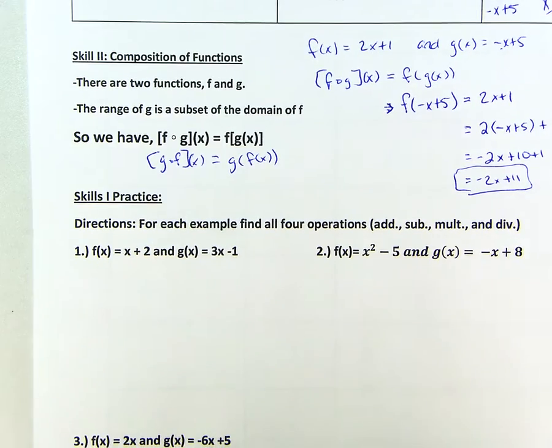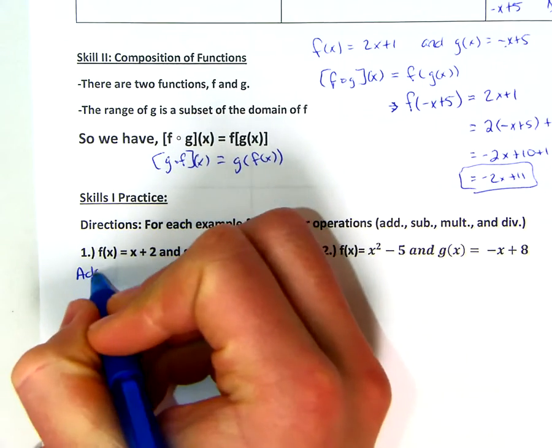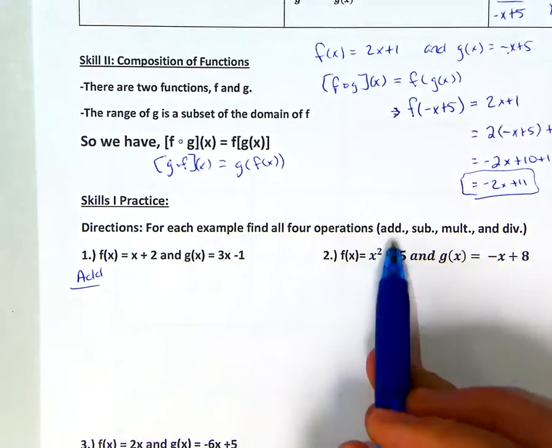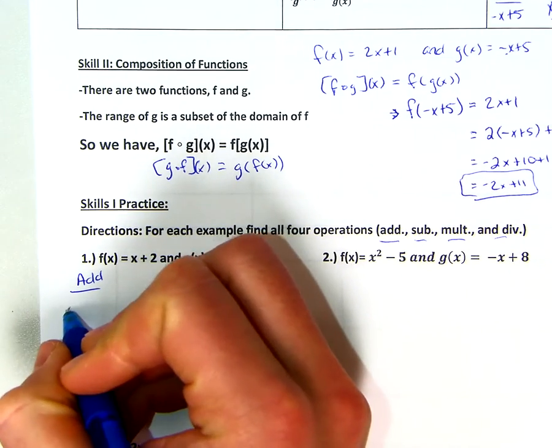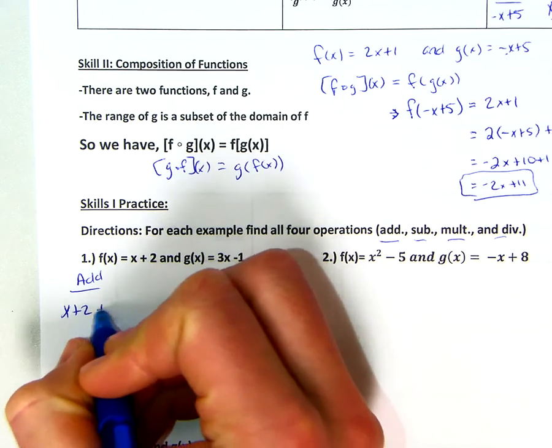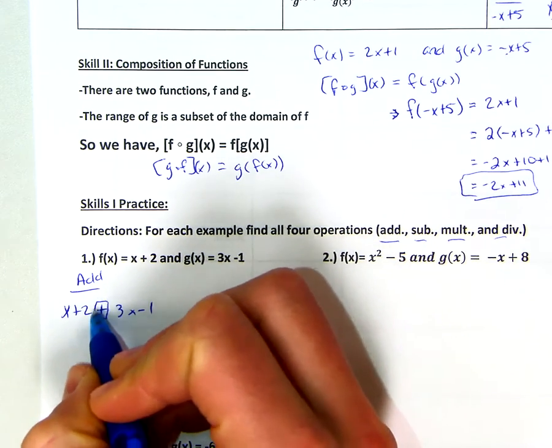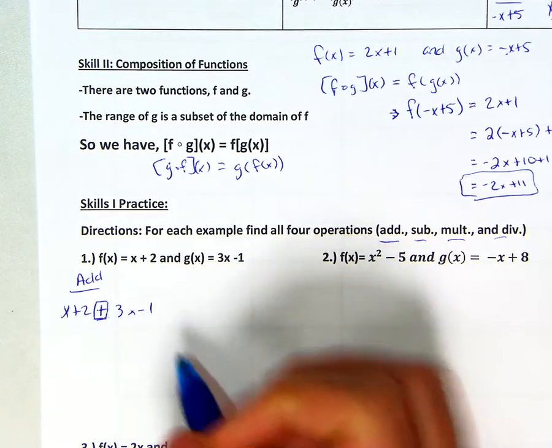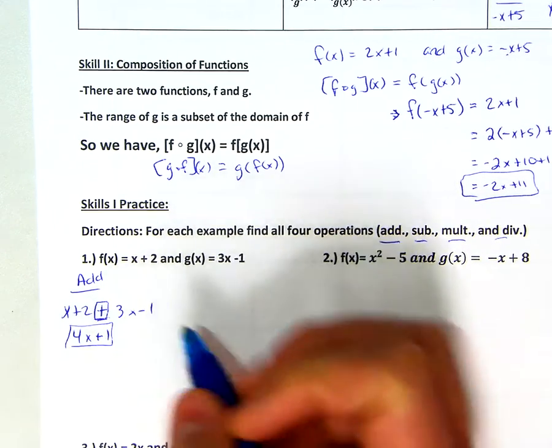So for 1, you have x plus 2 and 3x minus 1. And the directions say to find addition, subtraction, multiplication, and division. So addition, you have x plus 2 plus 3x minus 1. The reason why I underlined it is just because this is our operation, the addition. So I have 4x plus 1, my answer there.